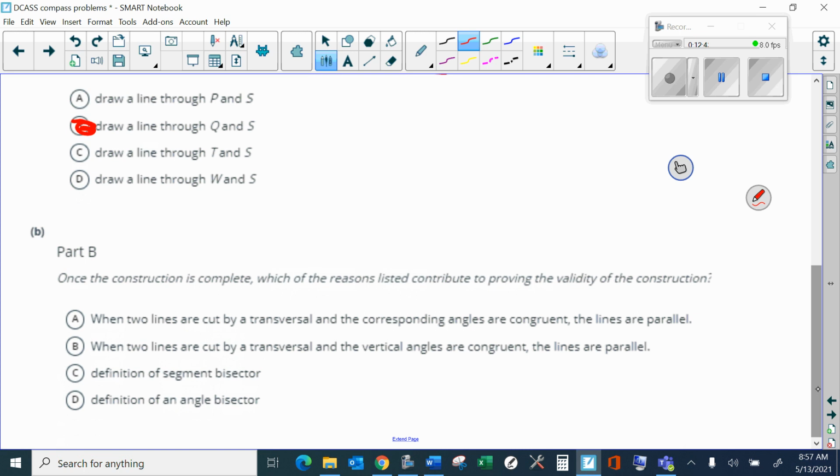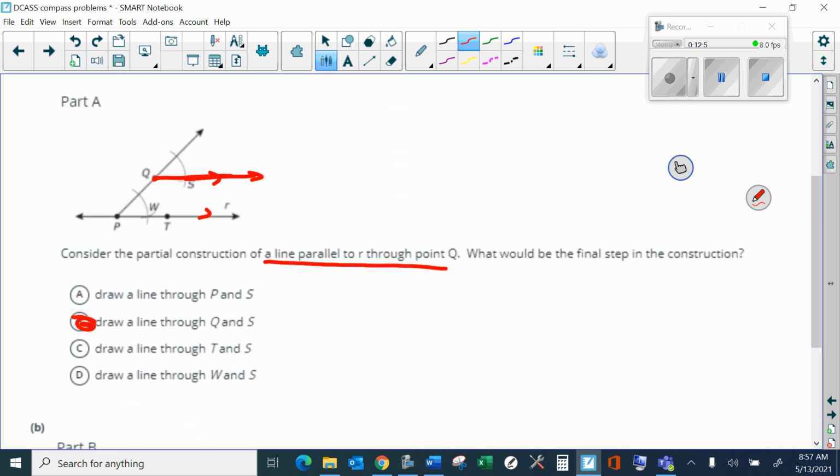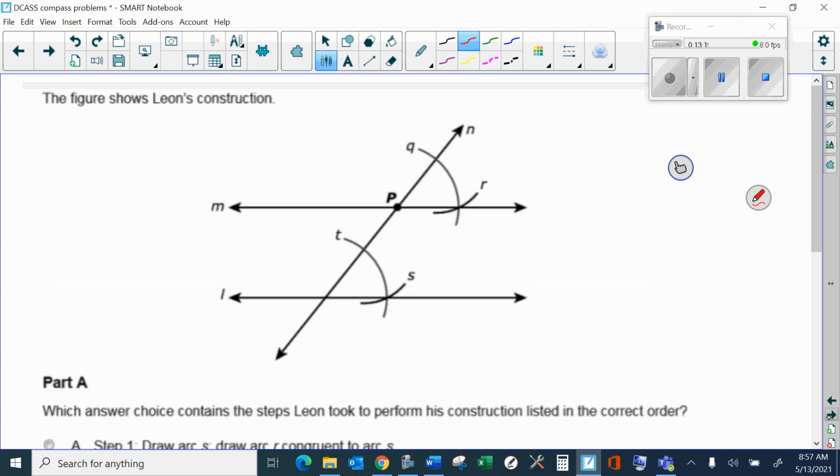Part B, once the construction is complete, which of these reasons listed contribute to providing the validity? When two lines are cut by a transversal, then corresponding angles are congruent. So we're looking for corresponding angles. Number 1. That's the converse of the corresponding angles postulate. When two lines are cut by a transversal and the corresponding angles are congruent, then the lines are parallel. Remember, whenever we're trying to prove lines parallel, it's converse up.